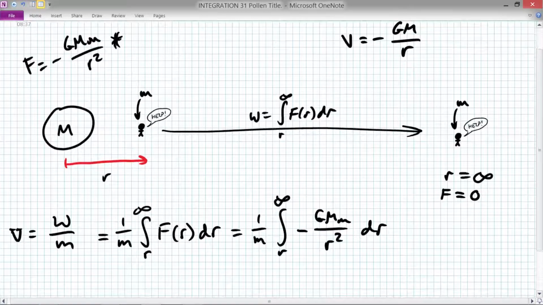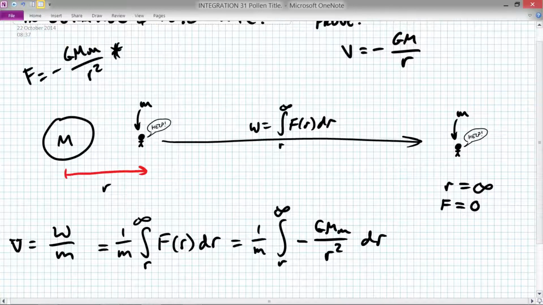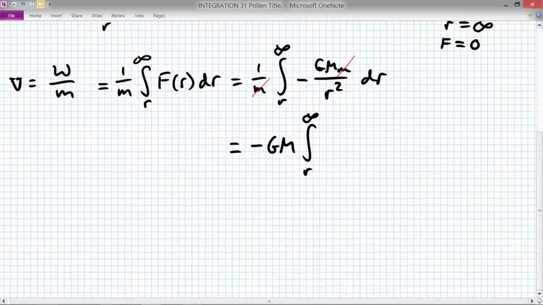And you can see actually the first thing that we've got here is that my mass divided by mass here cancels with this mass here. Awesome, so that simplifies it a little bit. I also have some constants, so all of these things are constants, so I can pull them out of the integral, which again will simplify things greatly. So now I've got minus GM, the integral from r to infinity of 1 over r squared dr.